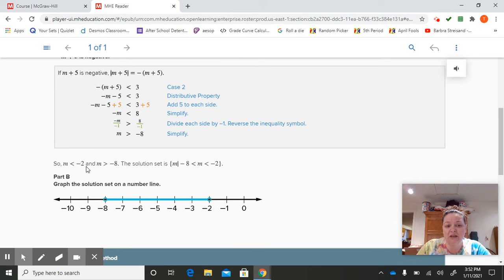So m less than negative 2 and m greater than negative 8 becomes m such that negative 8 is less than m is less than negative 2. There's no or equal to symbol in our inequality, so we use the open dot and we color everything that's in between.